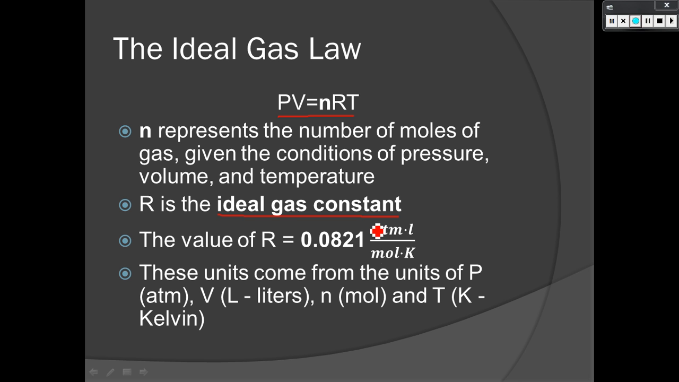If you took out the number of moles, this would be the combined gas law. Now we're adding in moles. So these units obviously come from pressure in atmospheres, volume in liters, moles in moles, and temperature in Kelvin. So one of the things to note is if you're using this constant, and you can find other constants in other units, but if you're using this one, you have to make sure you have these 4 units.